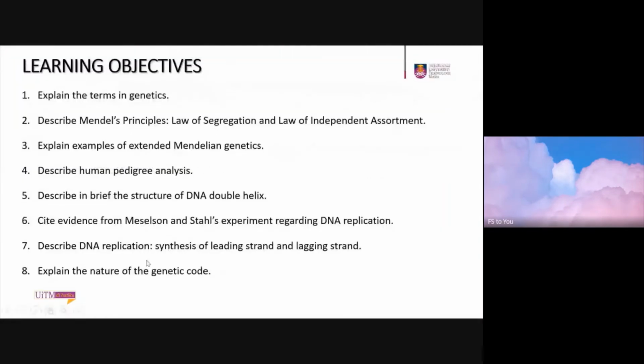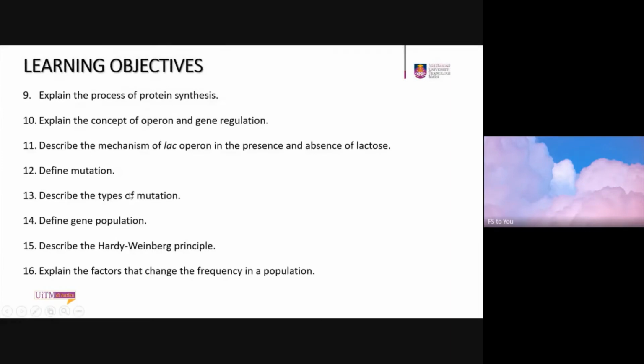Yang genetic code ni awak kena fahamkan macam mana nak menggunakan codon, mRNA codon table tu. Okay, mRNA codon table to determine the sequence of amino acid of polypeptide. Itu. Okay. So number 9, explain the process of protein synthesis.